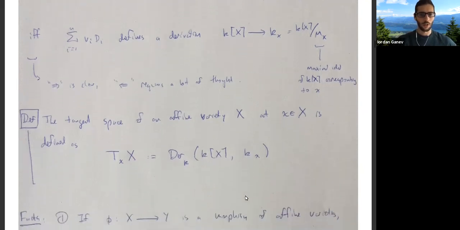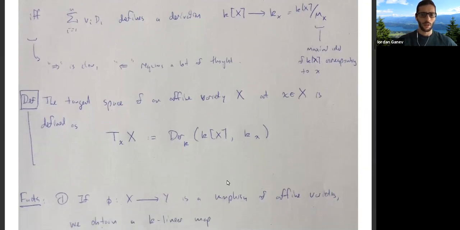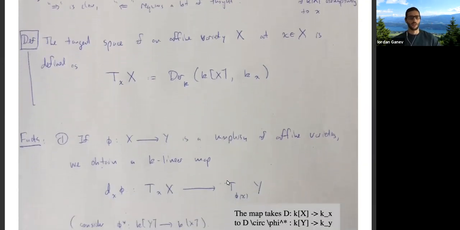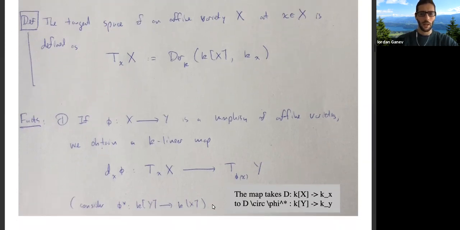Okay, so that was the definition of tangent space. So this is what we'll use, these derivations. And so there are basic facts that are analogous to the tangent space from differential geometry. So we get a differential any time we have a morphism of varieties. We get a differential from the tangent space of x to the tangent space at the image of x. And this map is just precomposition by the associated algebra homomorphism.